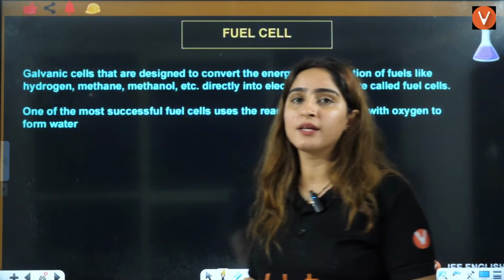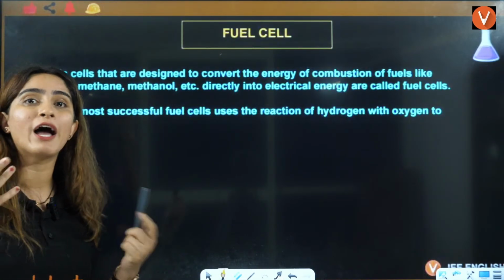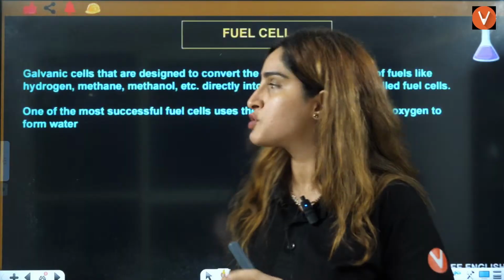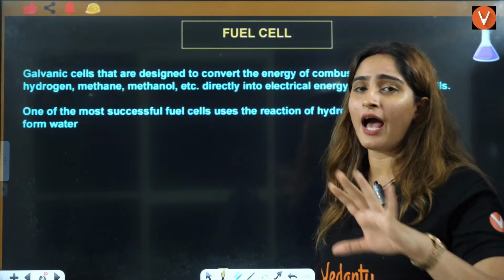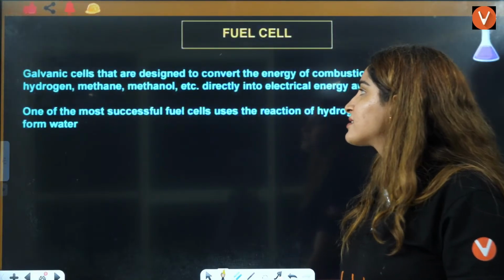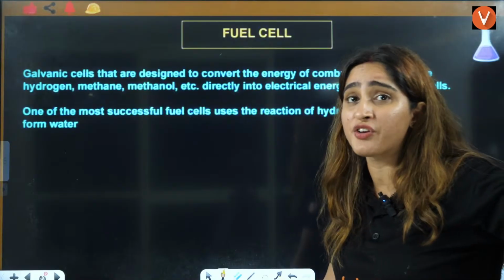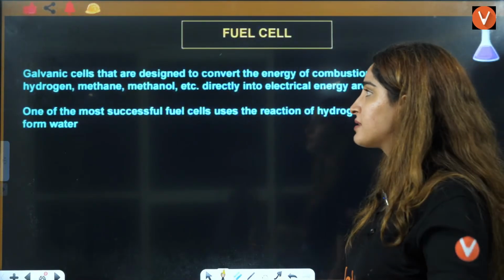Now, the last one is your fuel cell. That is quite an environment friendly cell, right? We'll talk about that, and this has a very high usage. Scientists, people working on energy generation, use it on a daily basis.